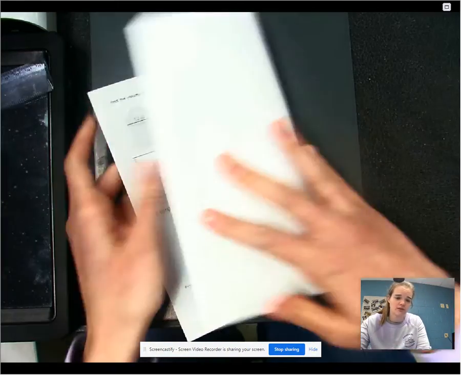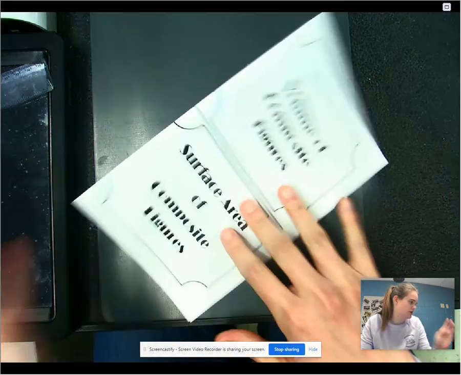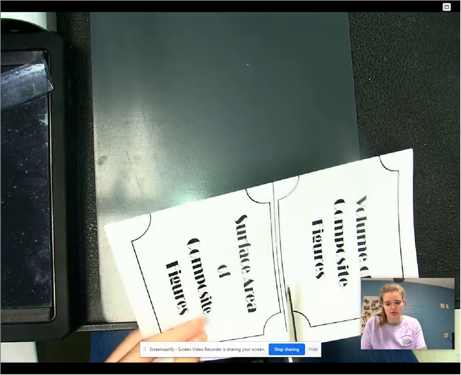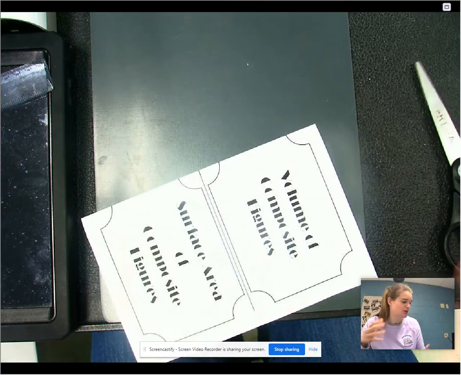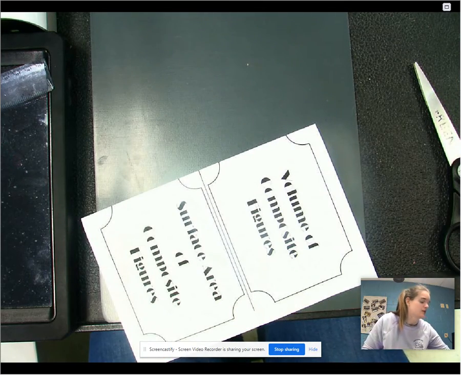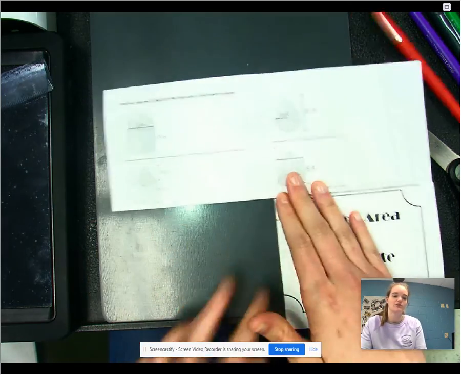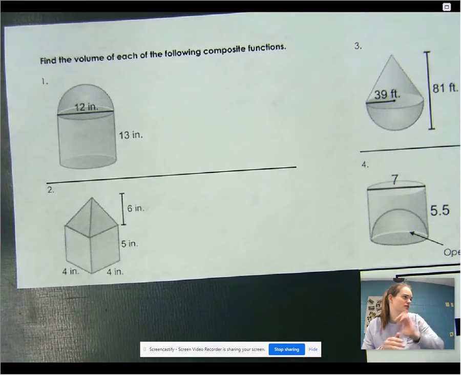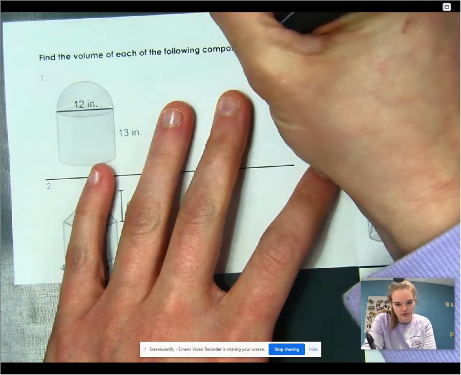So we're going to fold this in half. While I'm folding it in half, I'm going to tell you what a composite figure is. So far we've talked about spheres, prisms, cones, cylinders, pyramids, the whole bit there. A composite figure is just more than one of those at the same time, combined together. So volume. It should say find the volume of the following composite figures.